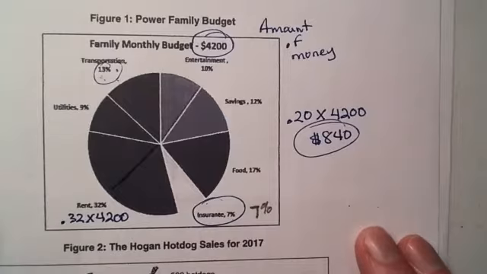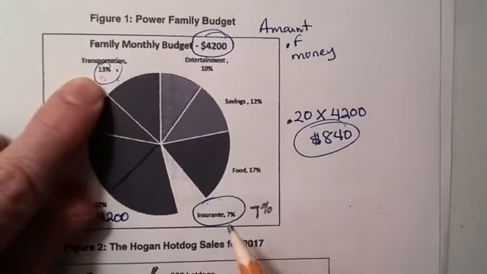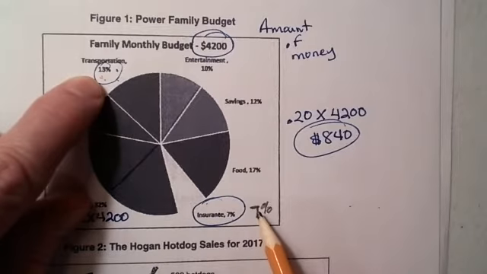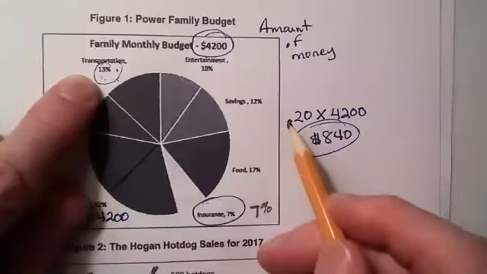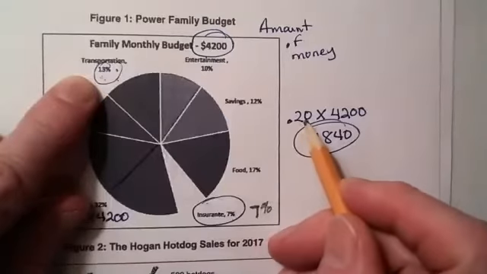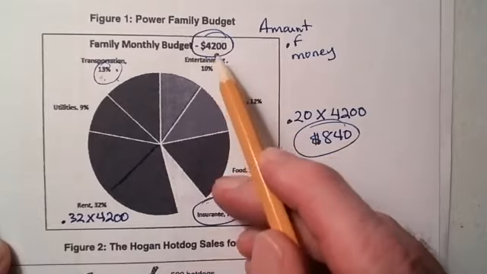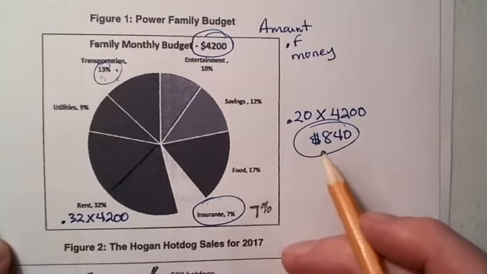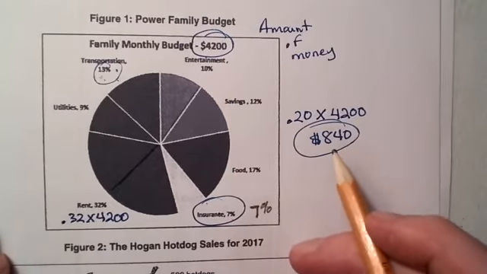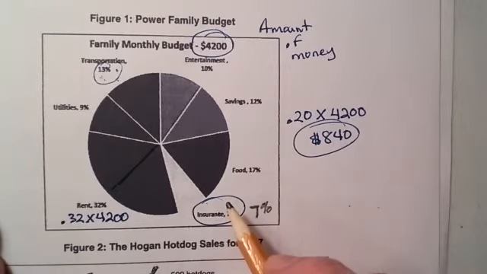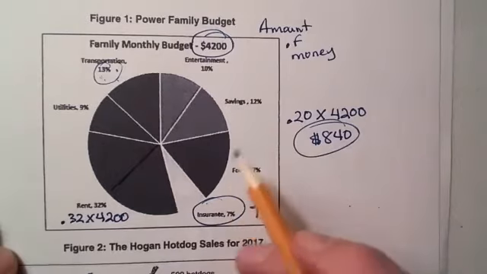So here's what you do. Transportation is 13, insurance is 7. Add those two together, that's 20%. Multiply 20%, which is 0.20, times the total amount of their monthly budget, which is 4,200. That will give you 840. So my answer is $840 is spent on insurance and transportation. The skill we're working on is taking a percent of a whole.